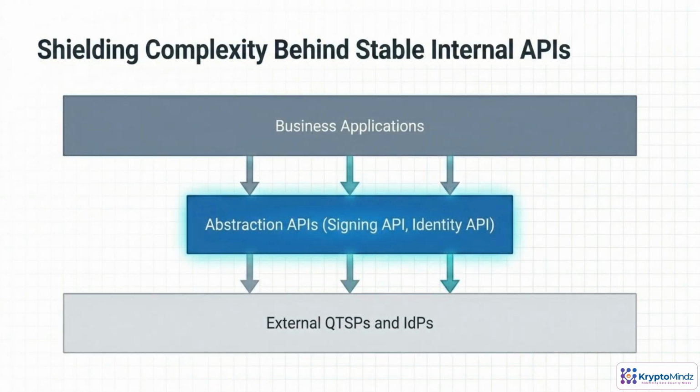A key architectural pattern here is hiding vendor and protocol complexity behind your own stable APIs. Your business applications only know about one signing API and one identity API. Behind those, you can plug in different QTSPs or identity providers, or even multiple ones in parallel. This gives you flexibility to switch providers, adopt new eIDAS schemes, or add countries without constantly changing every downstream system or user journey.